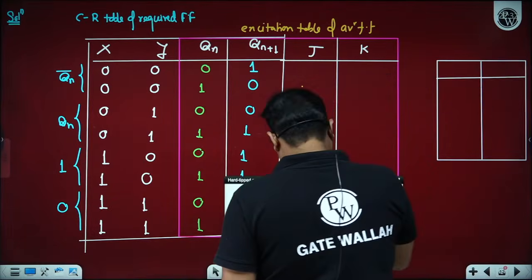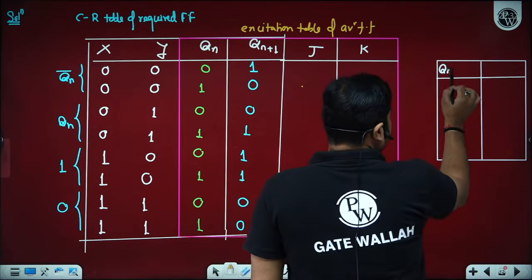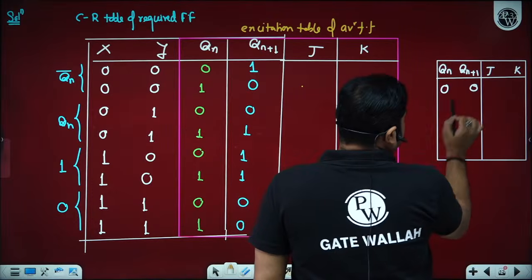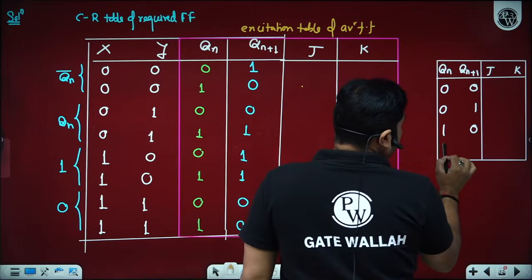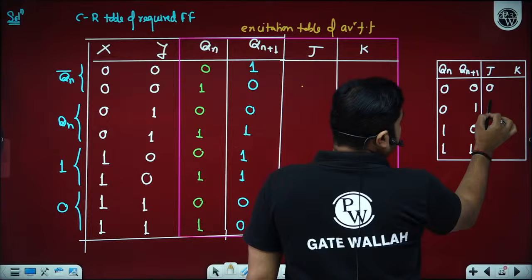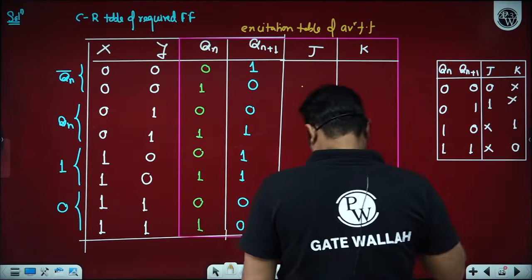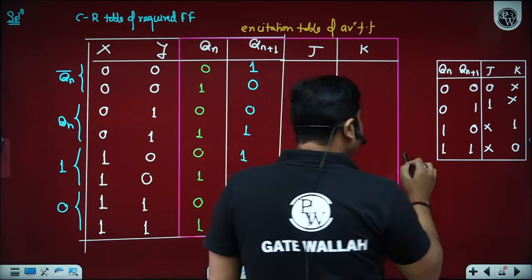Based upon Qn and Qn plus 1, we have J, K. So 0, 0, 0, 1, 1, 0, 1, 1. Hoping all of you remember: 0, don't care; 1, don't care; don't care, 1; don't care, 0. Okay? Yes, sir.